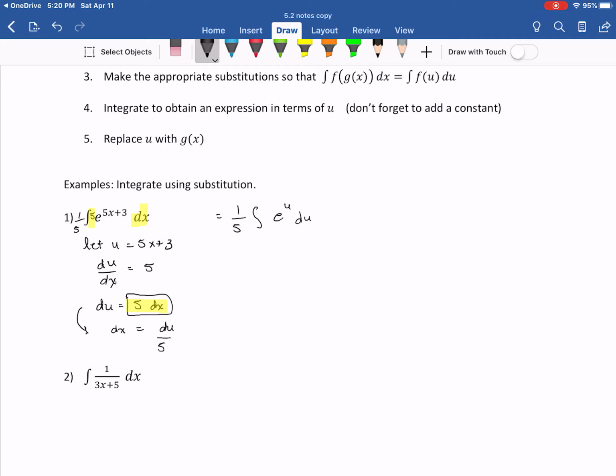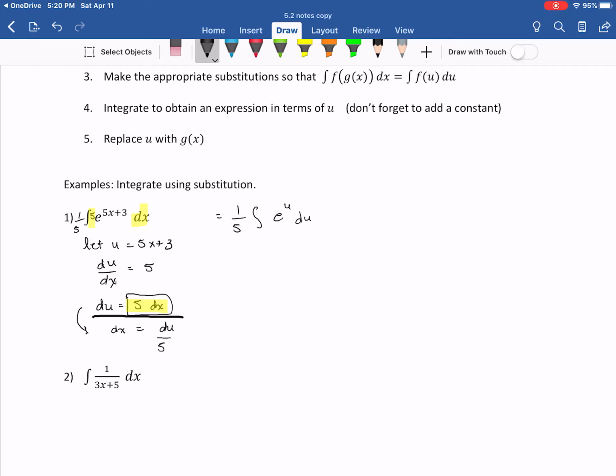There's so much you cannot forget. But once you do a few examples and you get into this routine, I think it'll become more natural. All right. So my du, right here, my du is 5 dx. Well, I've got the dx, but I didn't have the 5. I needed a 5, so I put the 5 in the place.